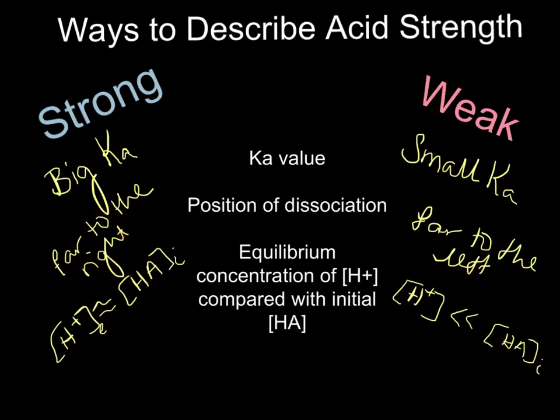Or you can do it by comparing the concentration of the hydrogen ion at equilibrium with the HA that you started with. For a strong acid, those two values are going to be almost the same. For a weak acid, the amount of HA that dissolves is very small, so the concentration of hydrogen ion is small when compared with the initial concentration.